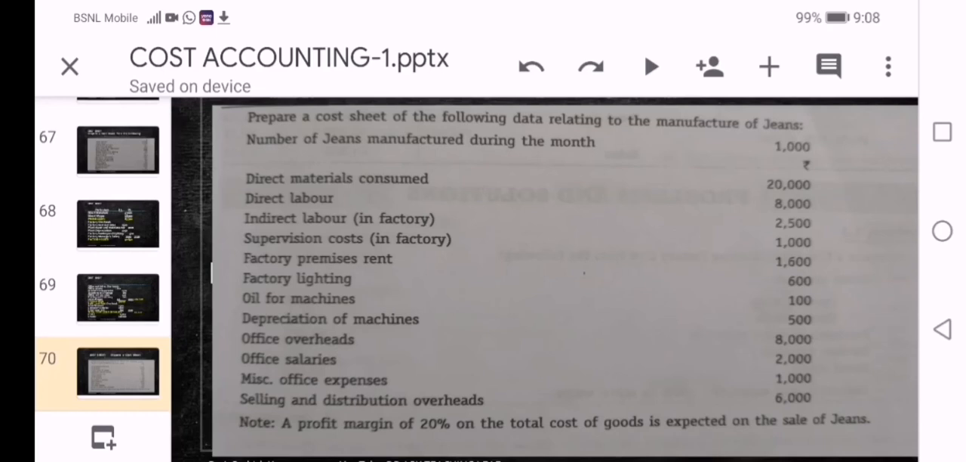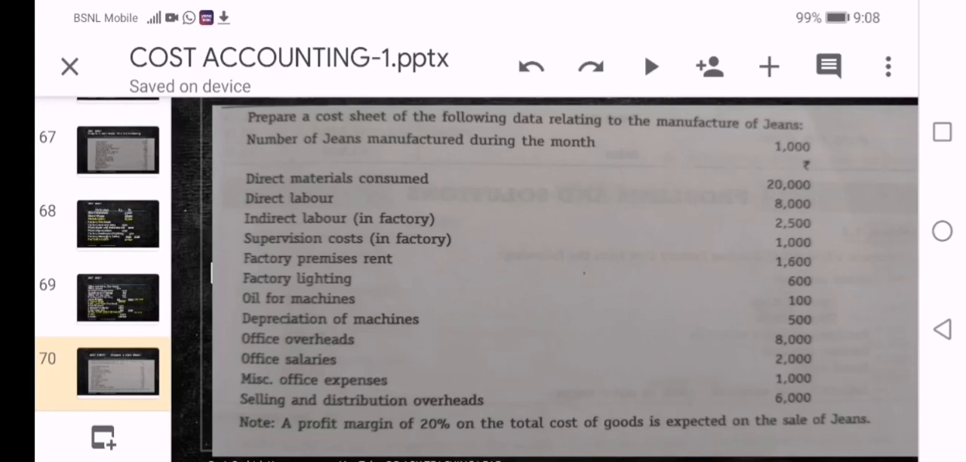So what is given on the sales? 20% is the profit. Means out of sales, 20% profit means 80% is what? Cost of sales or total cost. Means after preparation of the cost sheet, whatever the total cost comes, which is equal to 80%. If 80% is equal to that arrived value, 100% is equal to how much? 100% itself is what? Sales.